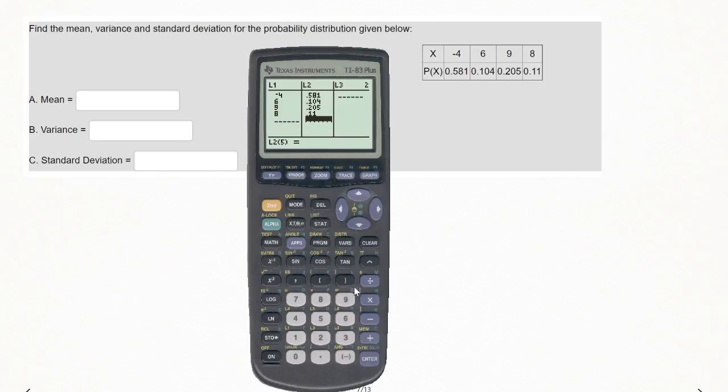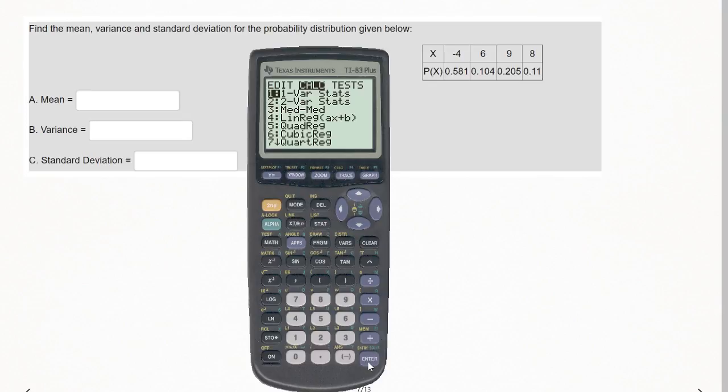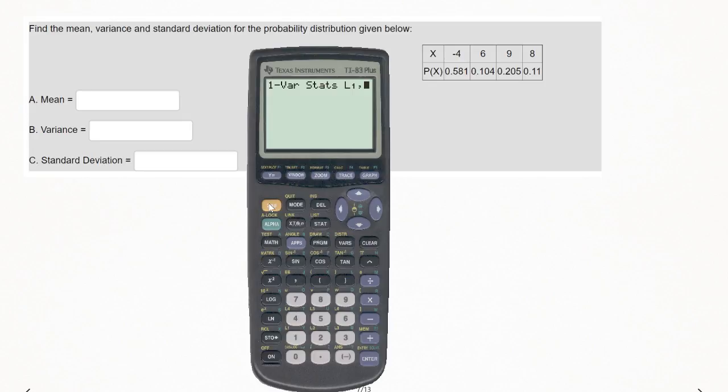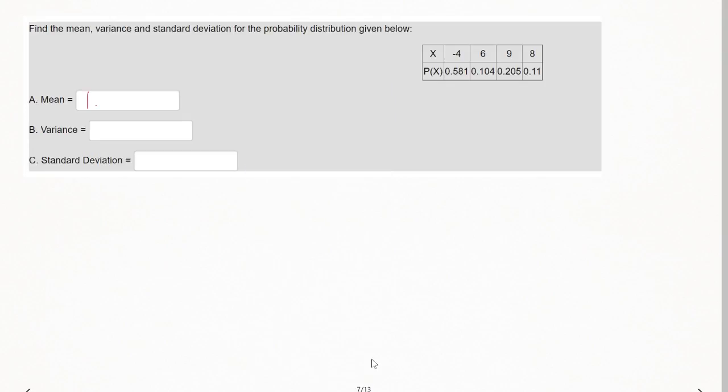Okay. So now, where do we go from here? Well, we can do our stat, and we're going to make a calculation. So we go to calculate, we go to one-var stats, and we're going to hit second L1, put a comma in, and then hit second L2. Okay. And then we get our 1.025, as you can see, as our mean.